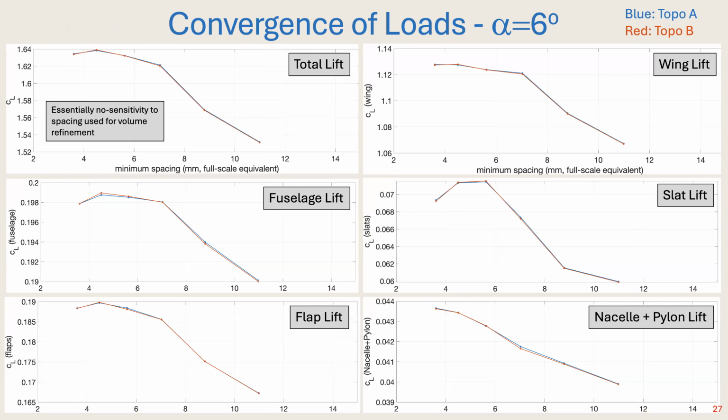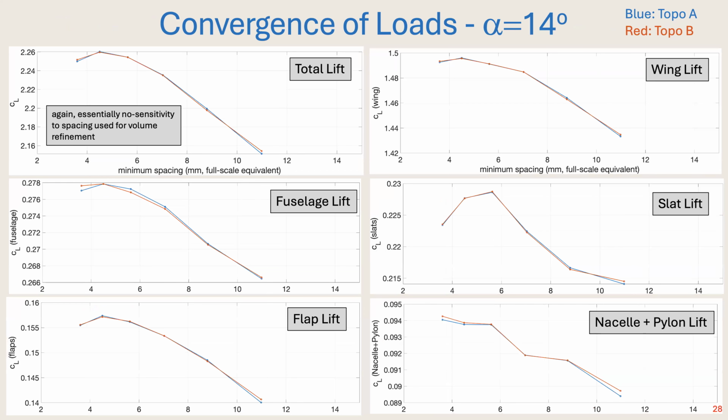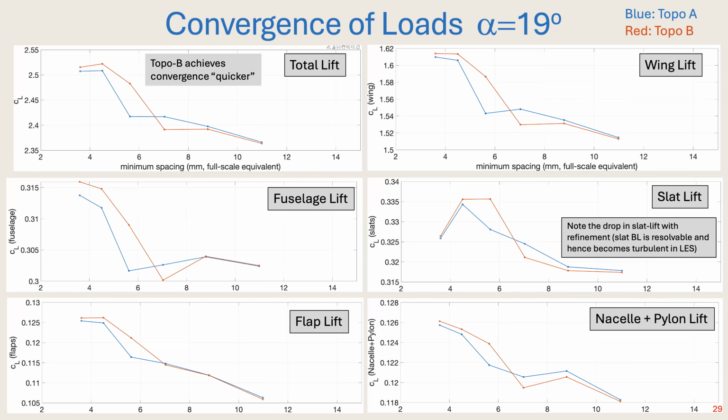And when you do alpha 6, there is not much difference. Alpha 14, there is not much difference. When we go to alpha 19, topology B with the much finer volume refinement does a much better job, and it converges quicker than topology A.